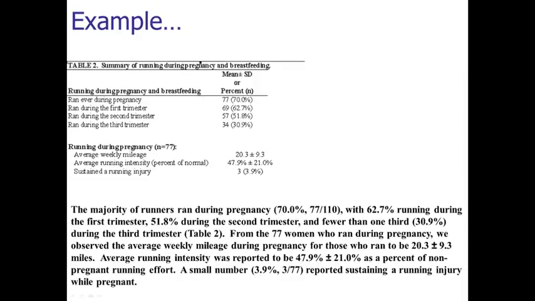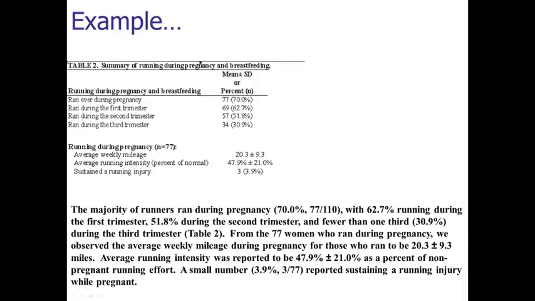It goes: the majority of runners ran during pregnancy, 70%, 77 out of 110, with 62.7% running during the first trimester, 51.8% during the second trimester, and fewer than 1/3 during the third trimester. From the 77 women who ran during pregnancy, we observed the average weekly mileage during pregnancy for those who ran to be 20.3 plus or minus 9.3 miles.